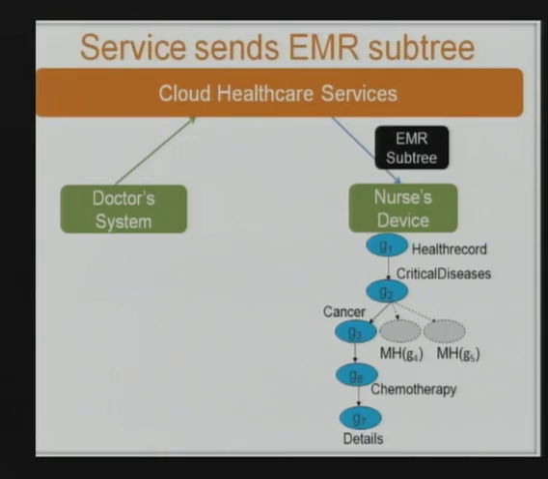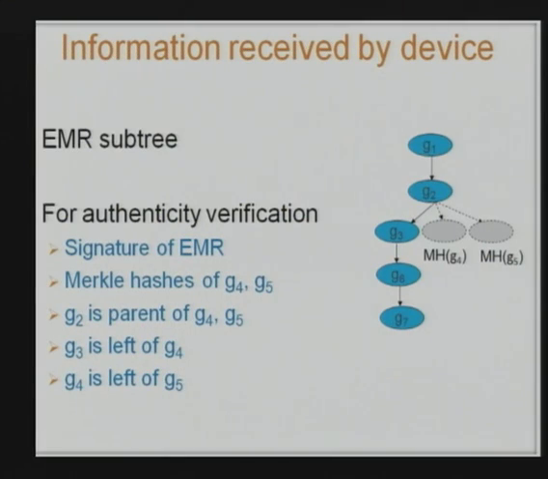Now let's look at the interaction. Now the nurse's device is going to receive the highlighted subtree, that is T delta G1, G2, G3, G6 and G7. So for the nurse's device to verify the authenticity of the received subtree using the Merkle hash technique, it has to receive the following information. It receives obviously the signature of the EMR tree, right? It has to receive that. It receives the EMR subtree, of course.